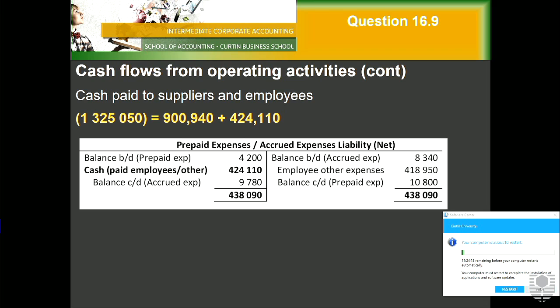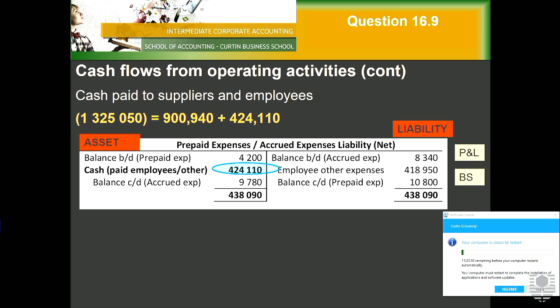Now we've got other accrued expenses. We've got an opening balance there of 8,340. Notice it's a liability, so the opening is on the credit side, and the closing balance there of 9,780 is on the debit side. So we've got those opening and closing balances for our balance sheet accounts, but what expenses have we done in our P&L?